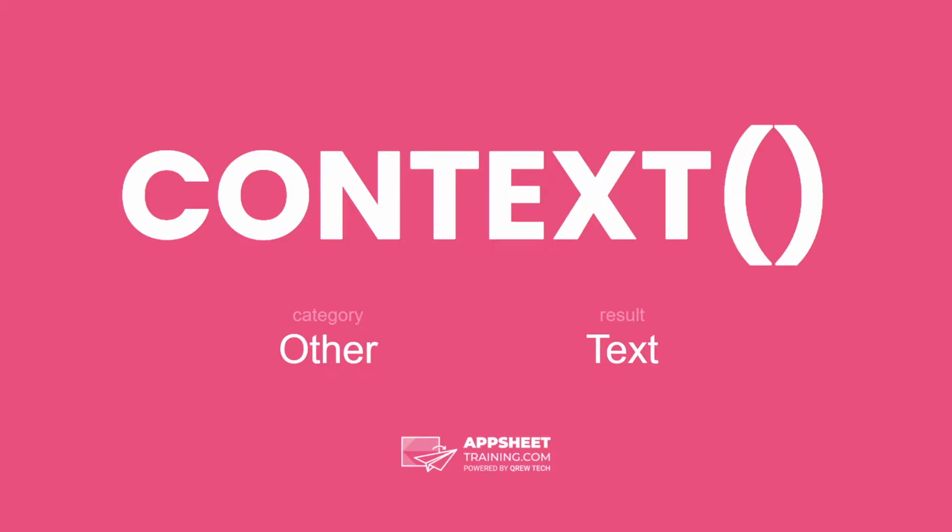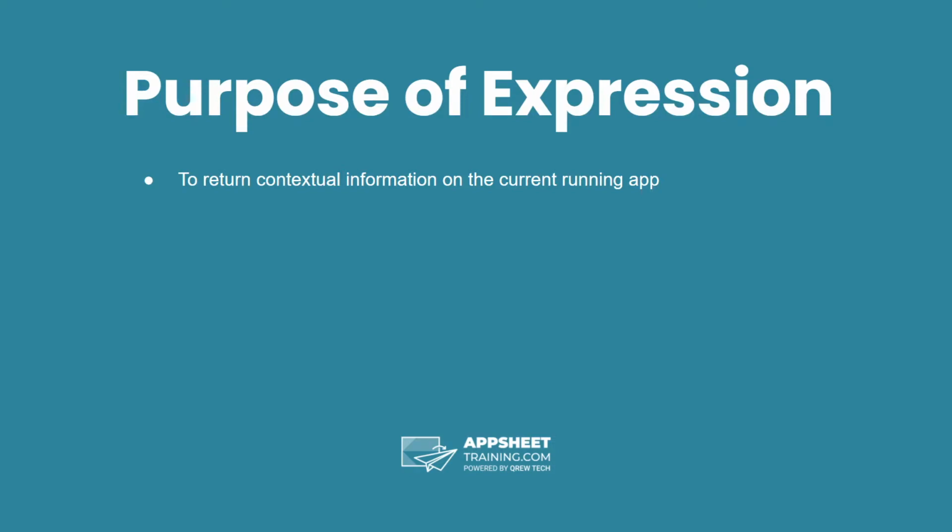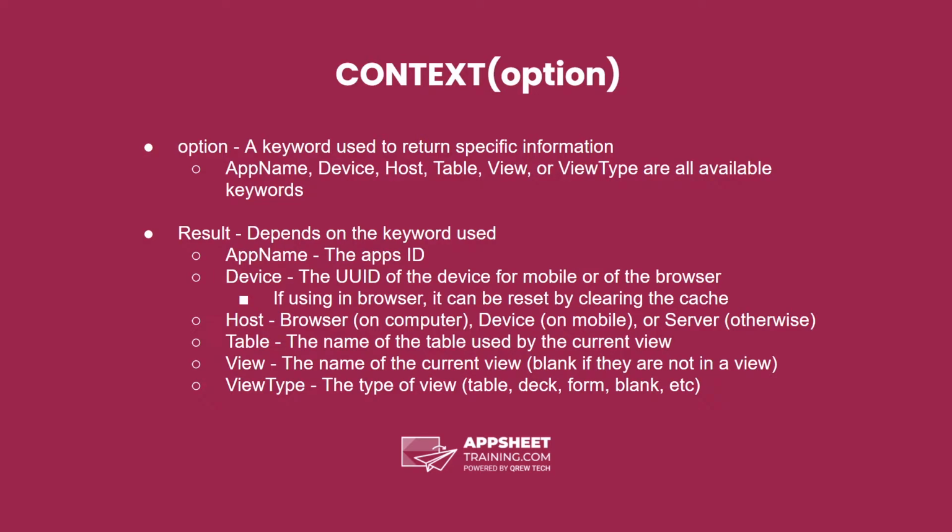The context expression is in the category Other and has a result of a text data type. The purpose of this expression is to return contextual information about the current running app. The context expression has one parameter. This is the keyword used to return specific information.